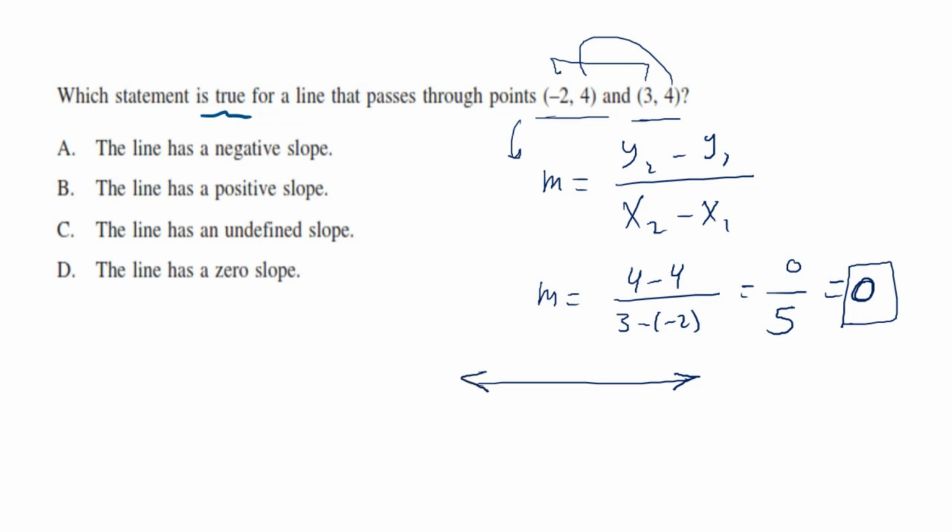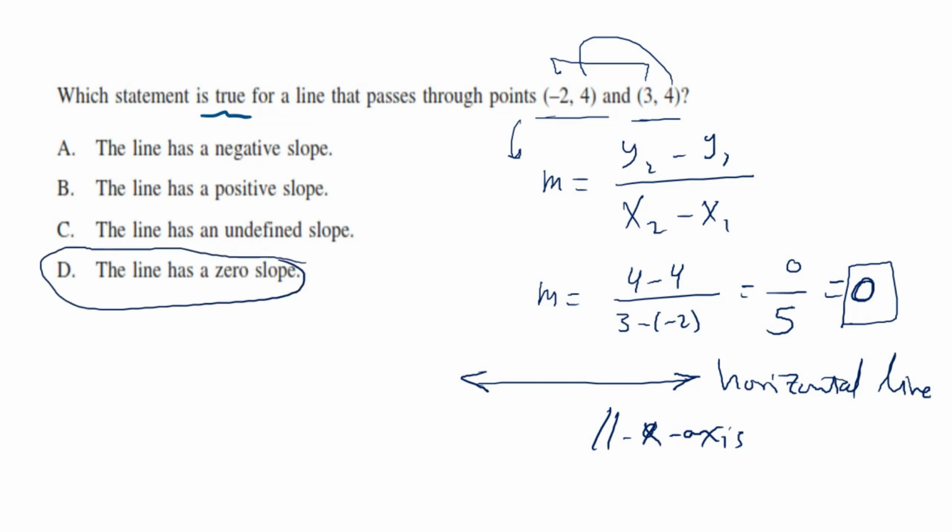Very good. So it's a horizontal line, and in case of horizontal, it's parallel to the x-axis. But in case the slope is undefined, it's a vertical line parallel to the y-axis. So here, a horizontal line parallel to the x-axis. So the slope is not negative, not positive, not undefined. So we are going to choose D. Slope is 0.